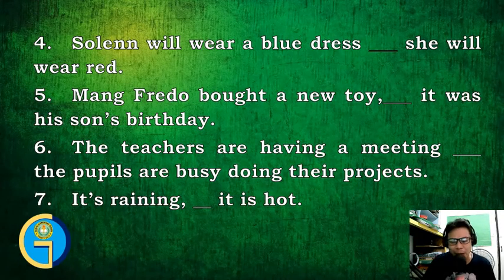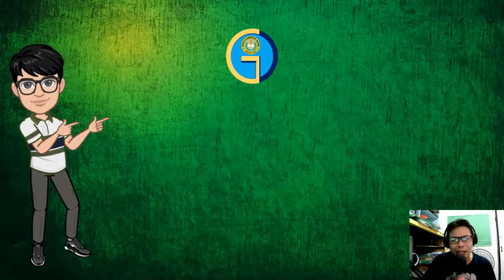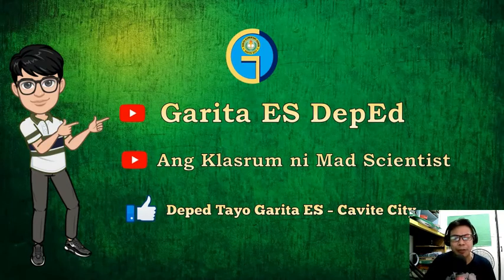Alright, now it's time for us to check the correct answers. Number 1, so. Number 2, but or yet. Number 3, nor. Number 4, or. Number 5, for. Number 6, and. Number 7, yet or but. Did you get also the correct answers? Very good.